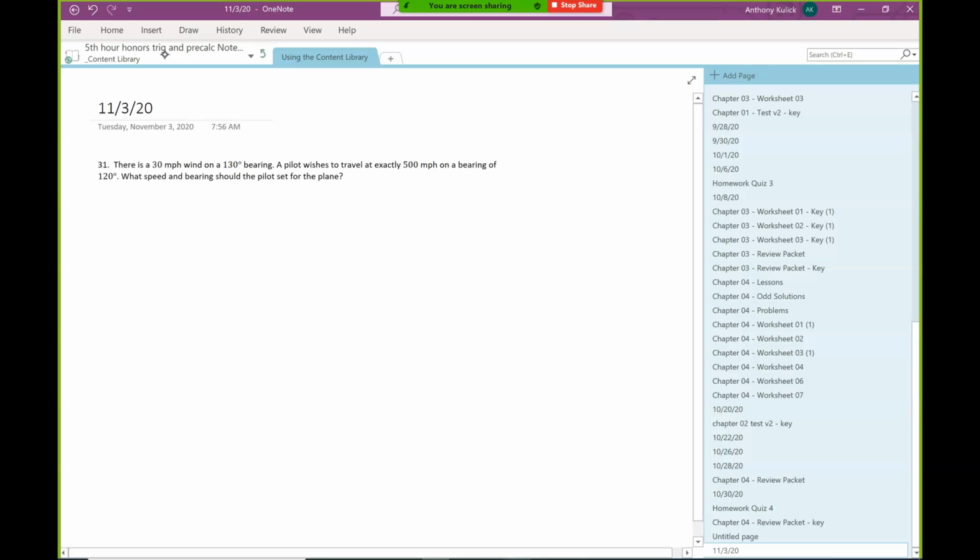So it reads, there's a 30-mile-per-hour wind on a 130-degree bearing. A pilot wishes to travel exactly 500 miles per hour on a bearing of 120 degrees. What speed and bearing should the pilot set for the plane?